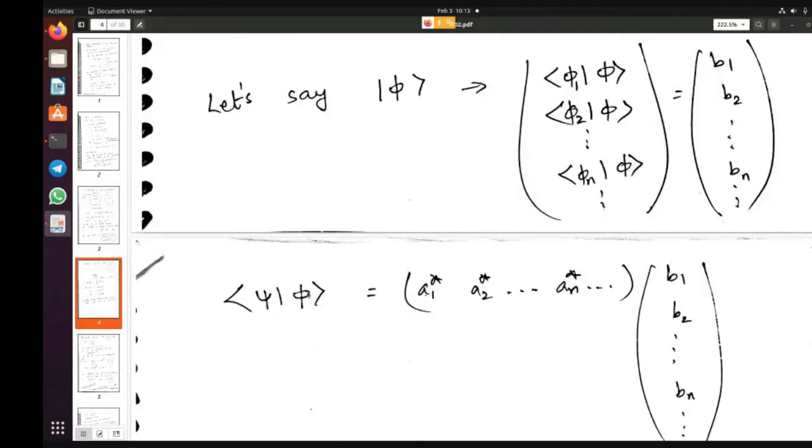Okay, so psi phi would give you what? It would give you this row vector multiplied with the column vector. So if you do that, what are you going to get?